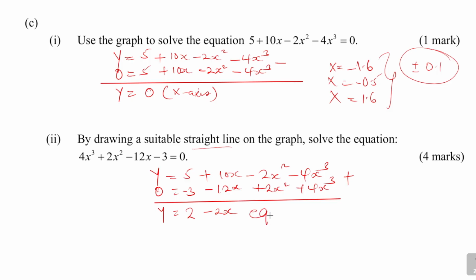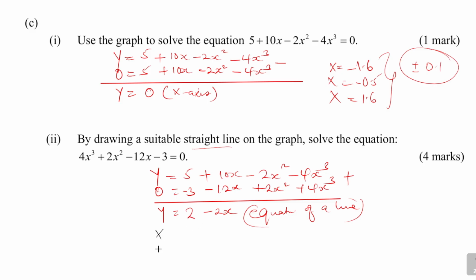And so we are left with the equation of a line. If you had subtracted, you would be left with these cubes, and that would not give the equation of a straight line. Now with this equation of a straight line, you need to draw a straight line using this equation, y is equal to 2 minus 2x.